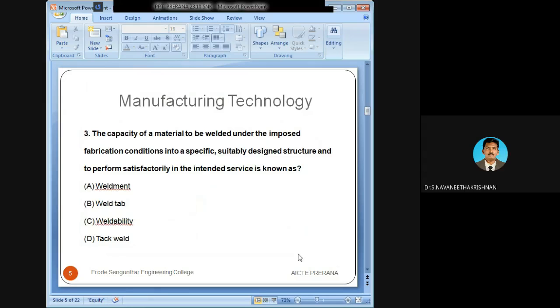Option A is weldment. Option B is weld tab. The third, option C, is weldability. The fourth is tack weld. Tell me which one is the correct answer.